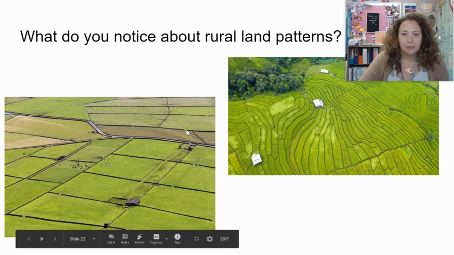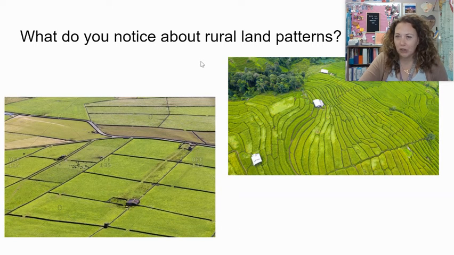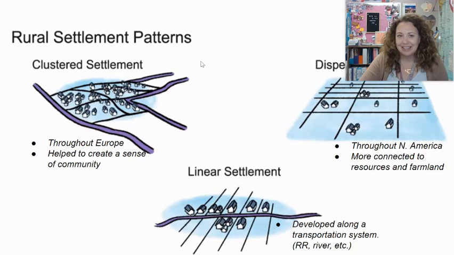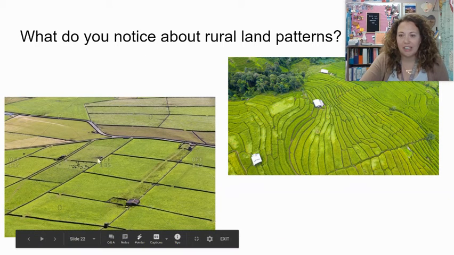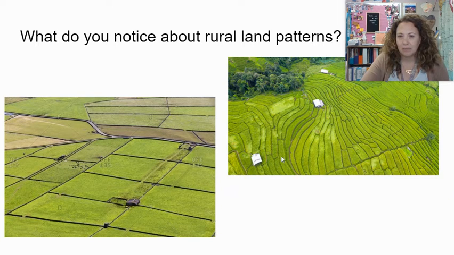Take a minute and look at these. These are two different rural land patterns. What do you notice here? This one is very, very rectangular, and this one is long, skinny, with more awkward shapes. And we'll talk about that.